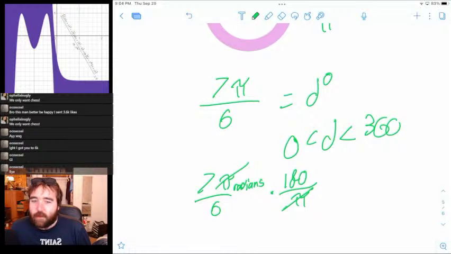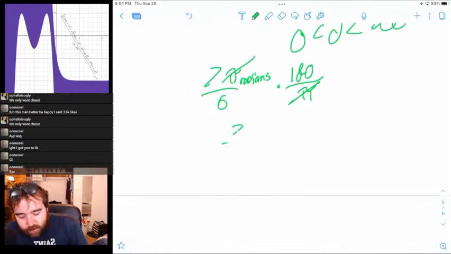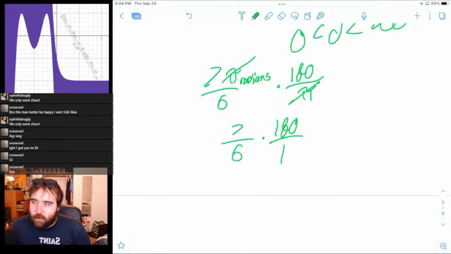Can you say that one more time? Yeah, so you're multiplying these fractions, right? The pi's cancel. Basically, we're doing 7 over 6 times 180 over 1. You could do 7 times 180 and then divide that by 6, but maybe you don't have a calculator, so you can't do that. So whenever you're multiplying fractions like this, you need to simplify as much as you can before actually multiplying the numbers.